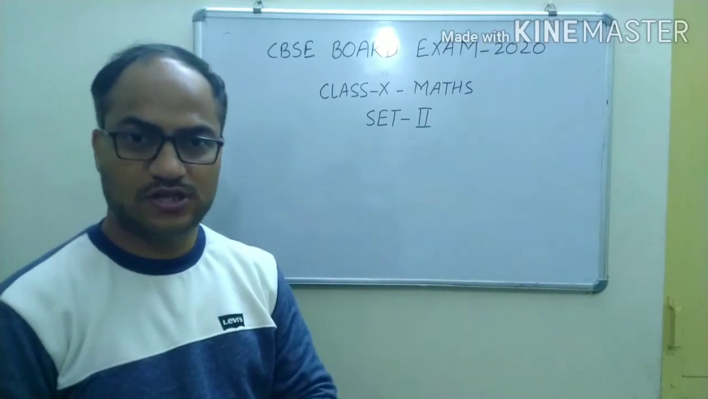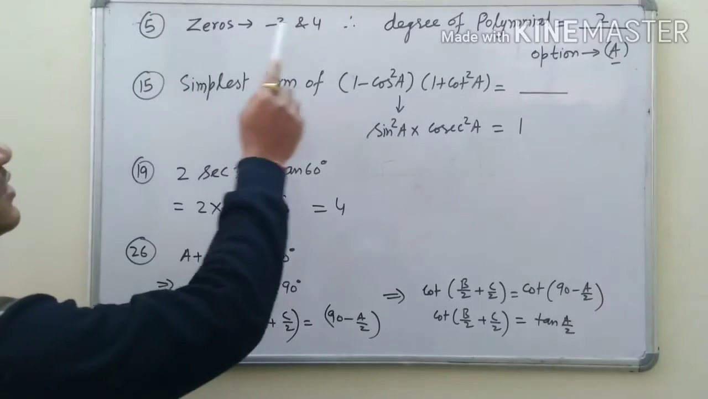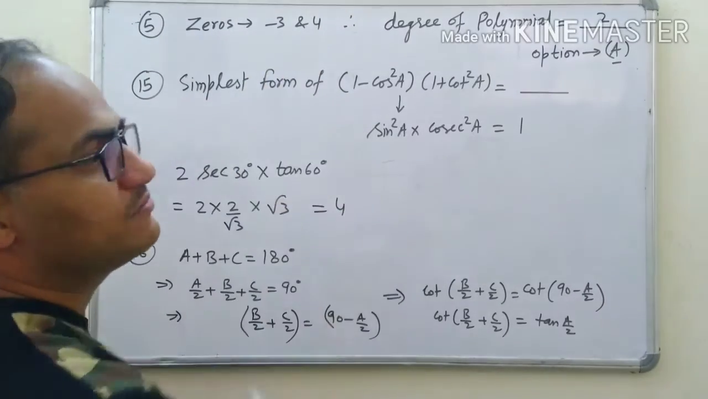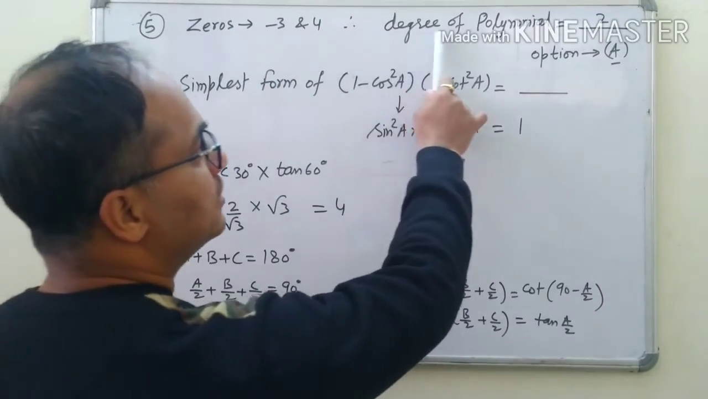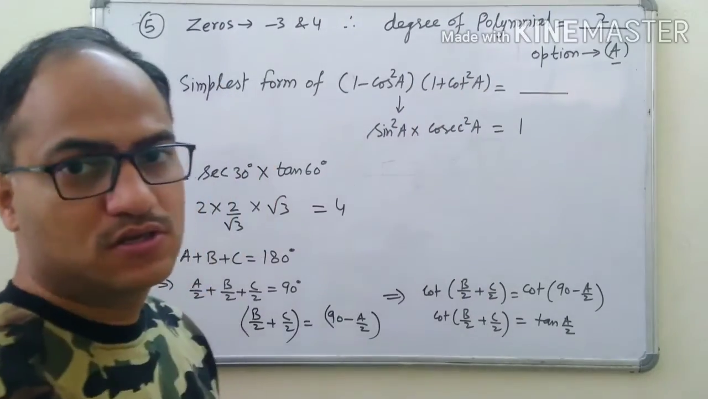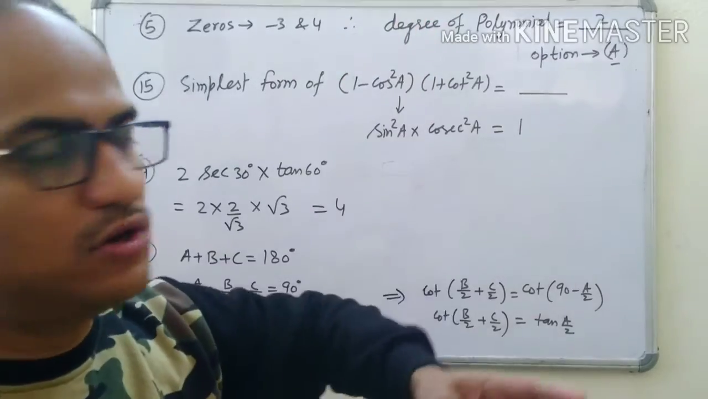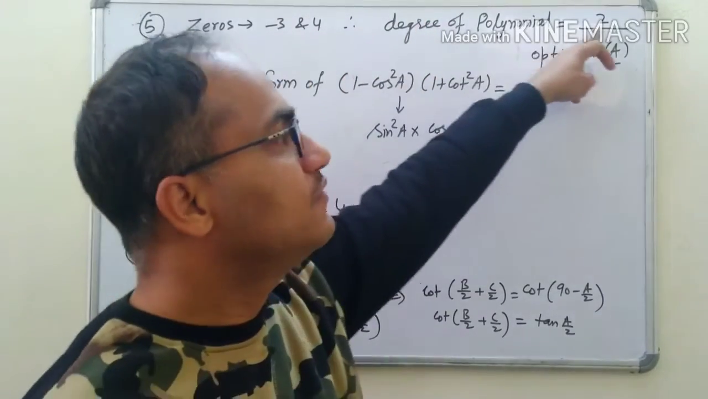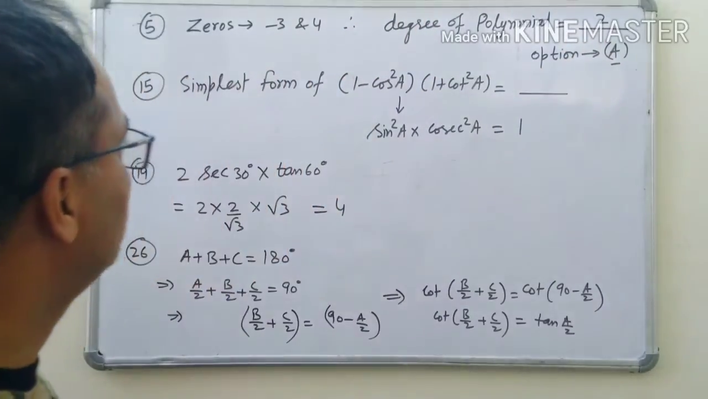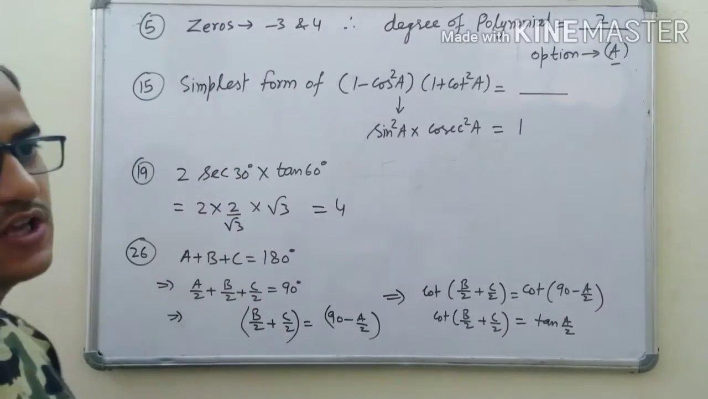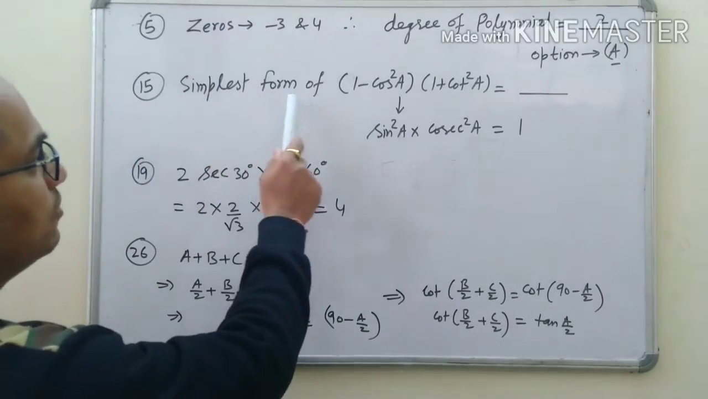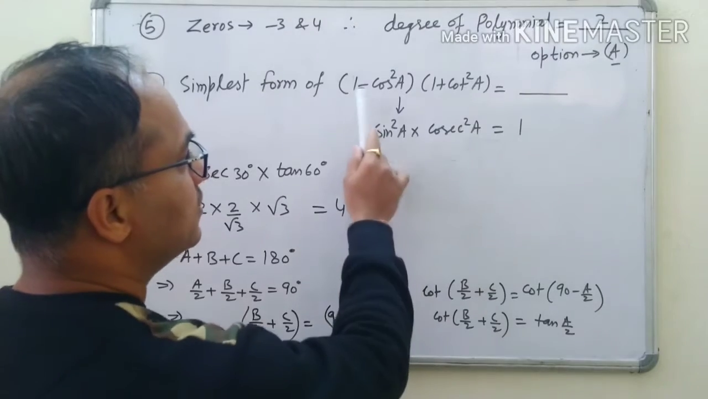Here two zeros are given to us, and we have to find the degree of the polynomial. Since there are two zeros, the degree of the polynomial has to be 2. Hence we will write 2. Option A is correct.